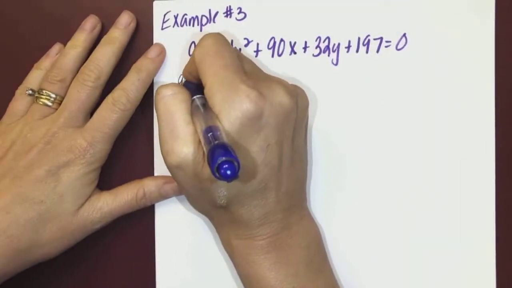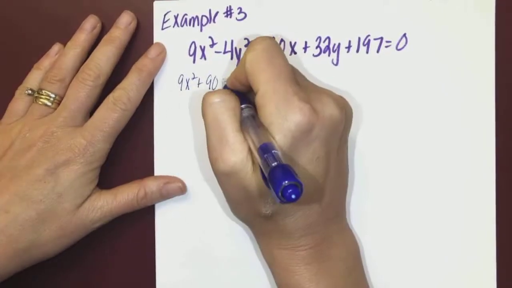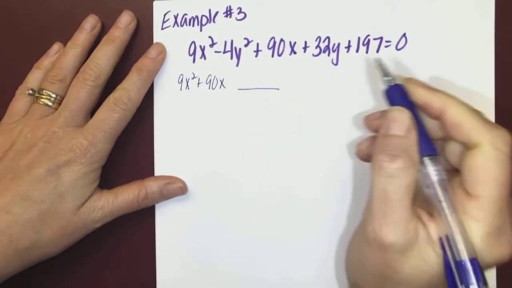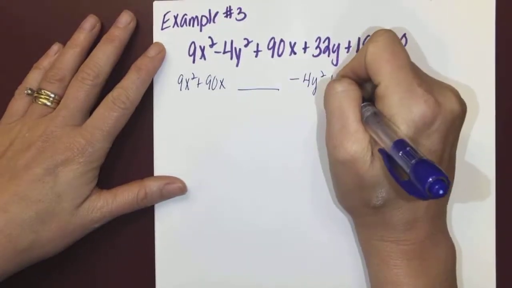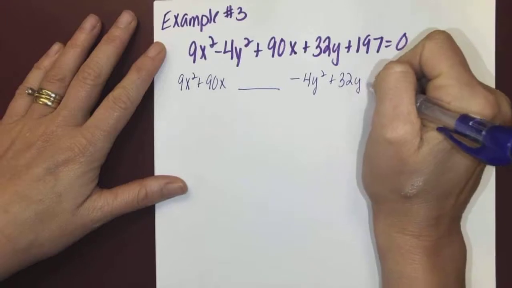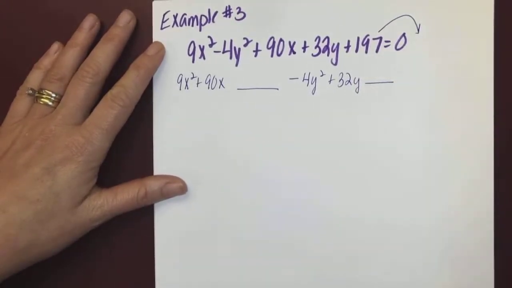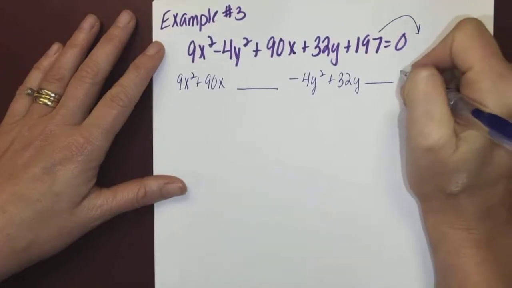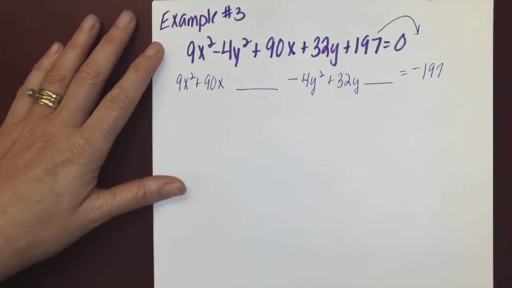Put your x stuff together, which is your 9x squared and your 90x. Leave a blank. Put your y stuff together, your negative 4y squared, your 32y, leave a blank, and this positive 197 is neither an x term or a y term, so we're going to take it to the other side. A positive 197 would become negative 197.